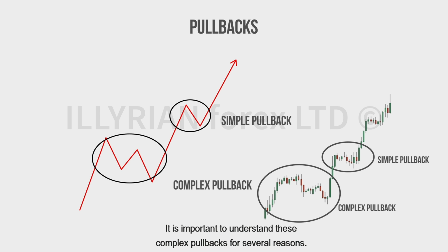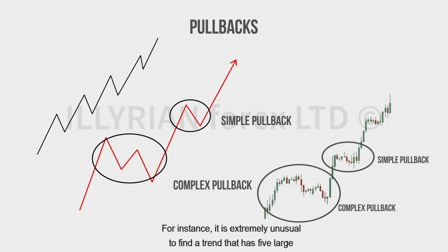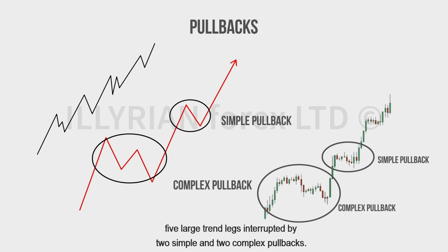It is important to understand these complex pullbacks for several reasons. First, they are common. Trend traders will make the bulk of their profits in trends that extend for several legs, and pullbacks in trends tend to alternate between simple and complex. For instance, it is extremely unusual to find a trend that has 5 large trend legs interrupted by 4 simple pullbacks. Far more common would be 5 large trend legs interrupted by 2 simple and 2 complex pullbacks. Traders cannot negotiate the market structure of extended trends successfully without a good understanding of complex pullbacks.